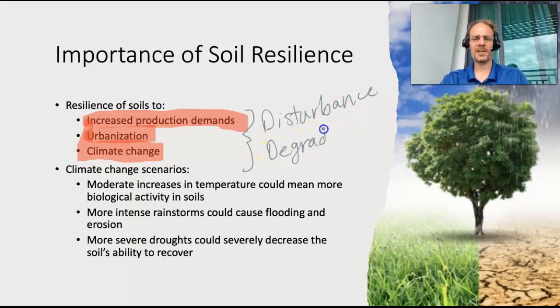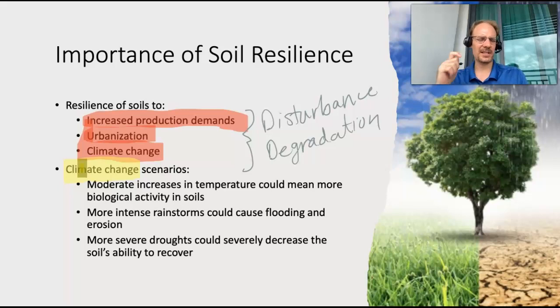Okay, and so we need to determine what soils are resilient and how maybe to improve the resilience of those soils so that they can withstand, or take the change, handle the change. So I've got an example here. I chose to do climate change. That's a common concern. And so how is climate change and soil resilience interacting?